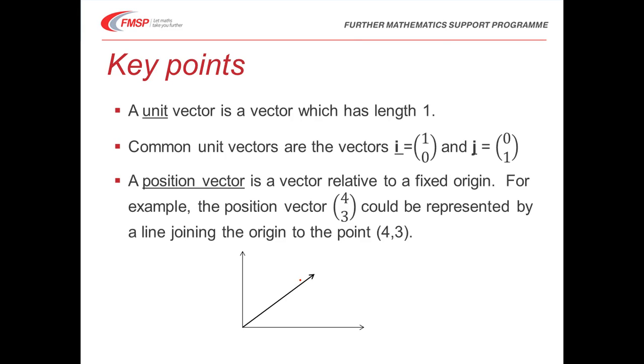When we talk about unit vectors, we're talking about a vector of length 1, and the common ones that we come across are i and j, and if we're working in 3 dimensions we also have k. i is 1 in the x direction, j is 1 in the y direction, and k would be 1 in the z direction if we're working in 3 dimensions. The word position vector relates to a vector which is, if you like, attached to the origin, to a fixed point. So it's giving the location of an object in relation to an origin.